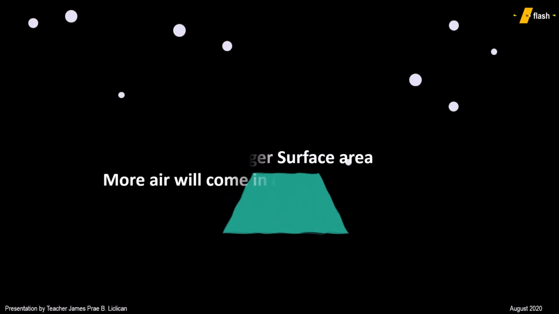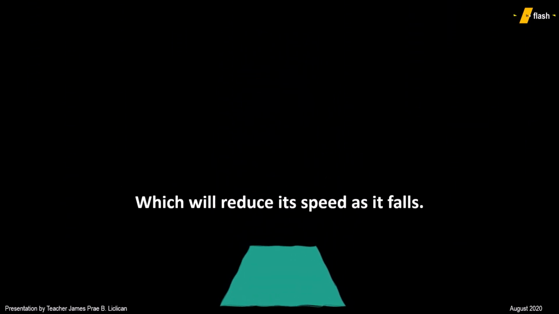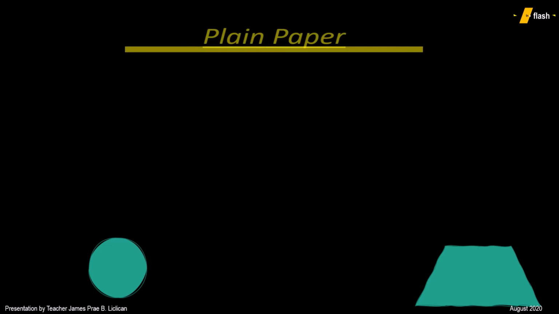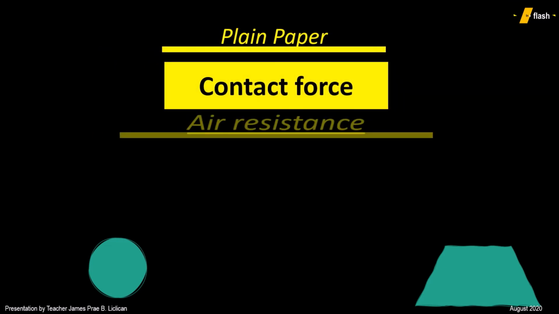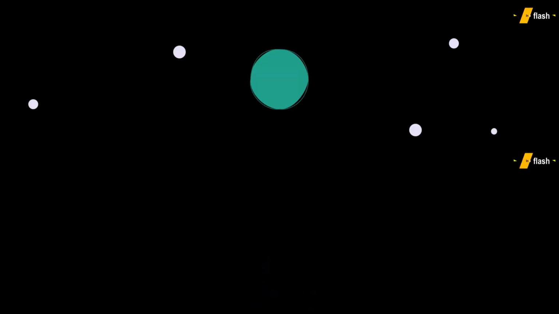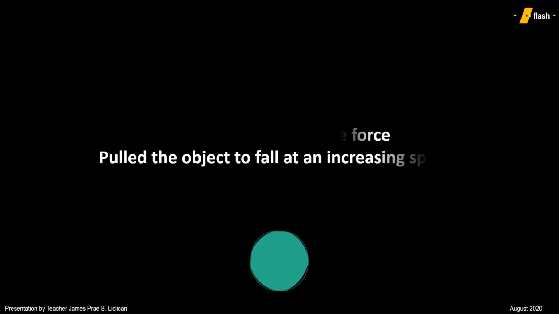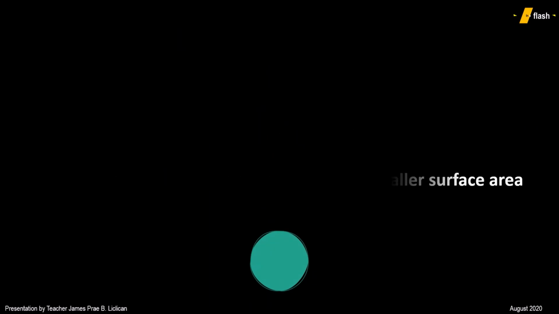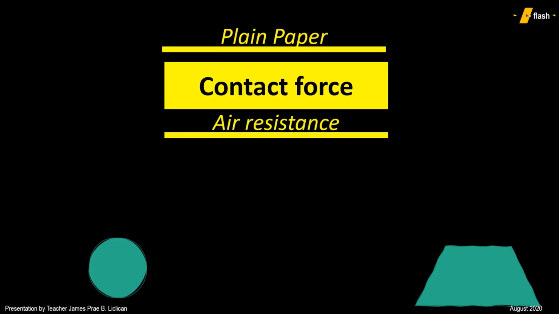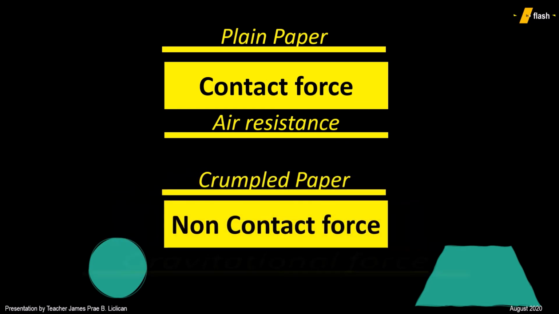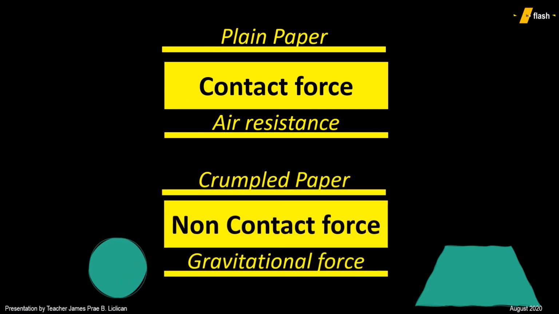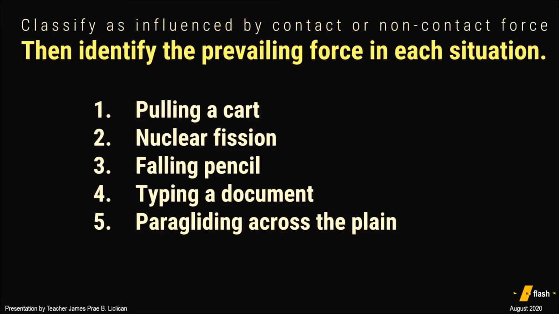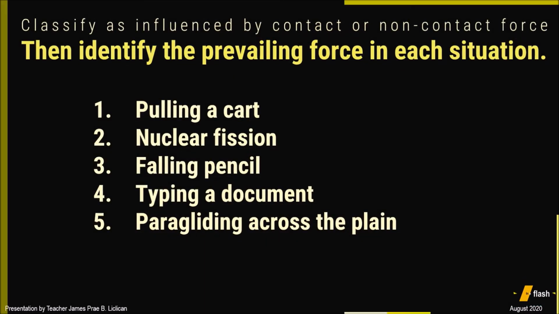As the plain paper fell, the air pushed against the paper, therefore the prevailing force is a contact force or a non-fundamental force. While on the second situation, there was lesser action of other forces, thus fundamental or non-contact force prevailed in the fall of the crumpled paper. Now, since the sub-forces were already identified, classify the following points based on the example.